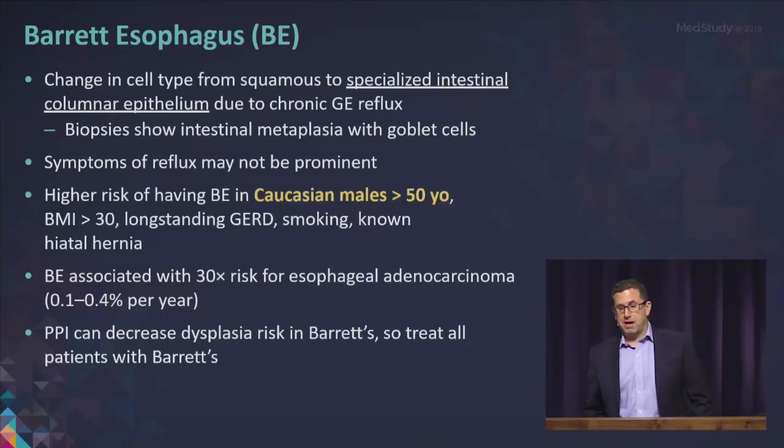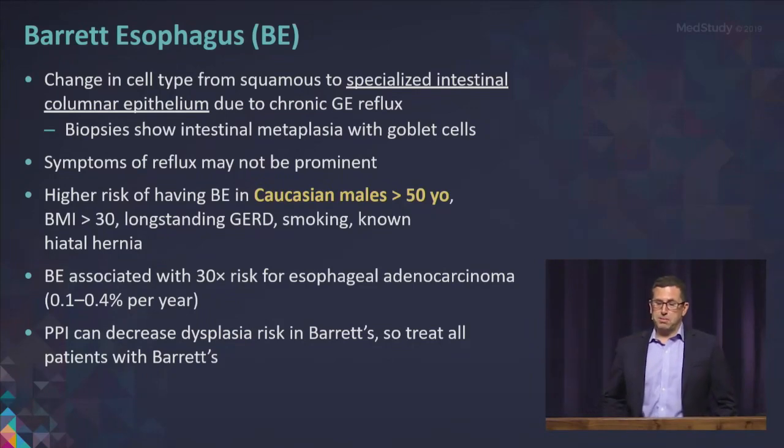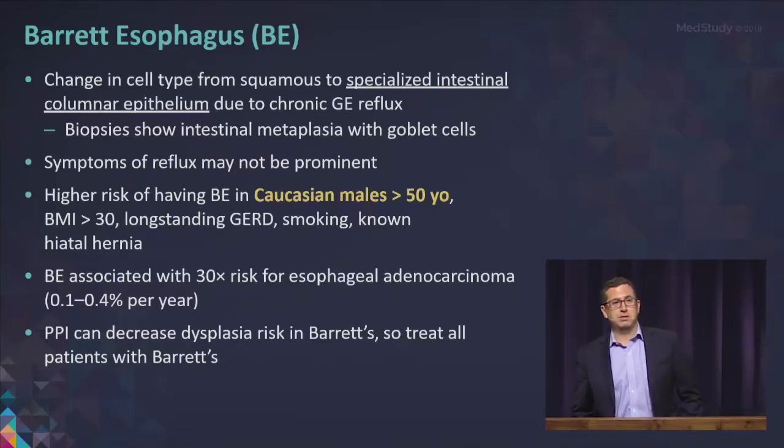There's a higher risk, however, of having Barrett's in Caucasian males greater than 50, BMI greater than 30, long-standing GERD, smoking, and a known hiatal hernia. Barrett's is associated with approximately 30 times risk for esophageal adenocarcinoma, and what that equates to is if you have Barrett's, you have about a 0.1 to 0.4% chance of developing esophageal adenocarcinoma. So it's fairly low, but a real number. So we need to monitor these patients. And as I mentioned, key point, PPI can decrease risk of dysplasia in Barrett's. So if you have any patients with Barrett's in your clinic and they're not on a PPI, they need to be put on a PPI.